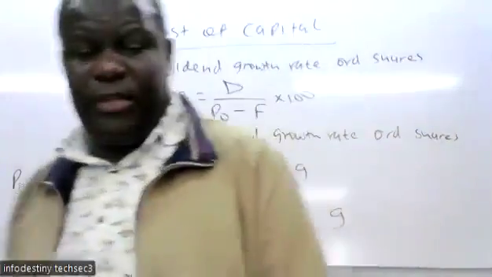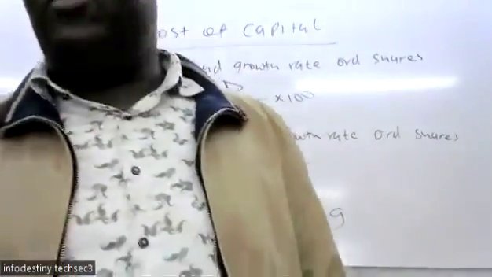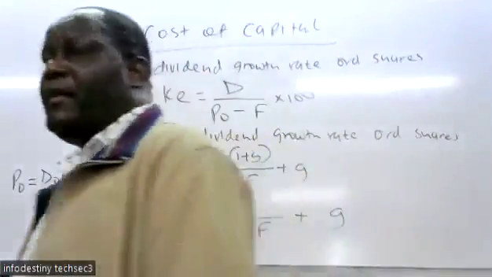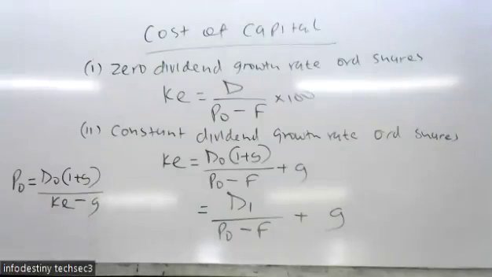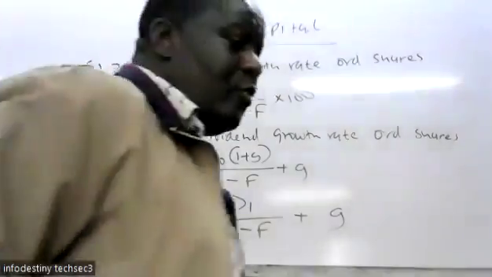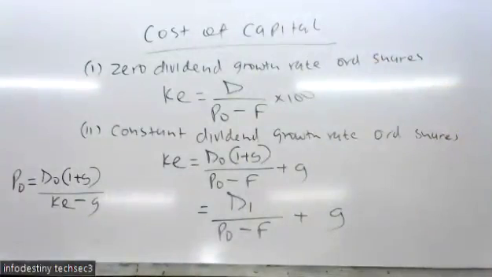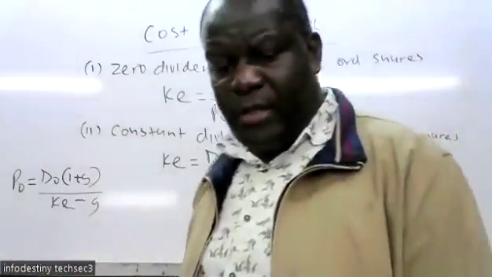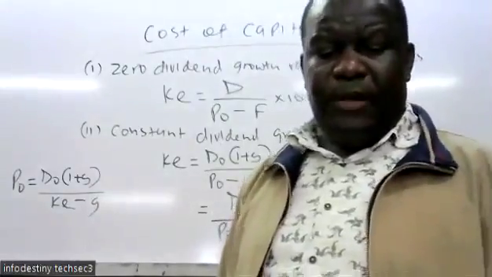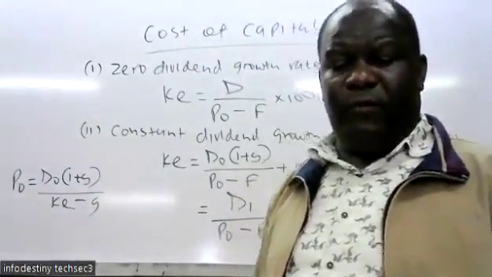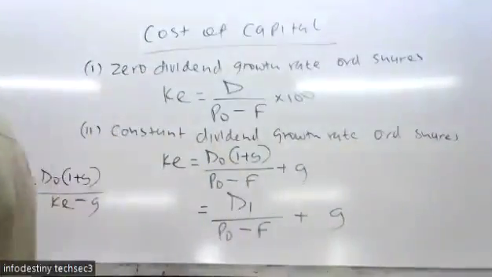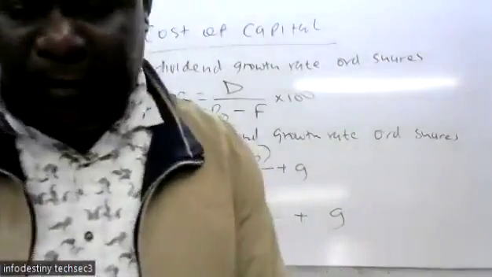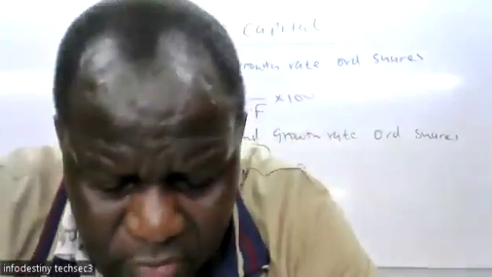We have said that equity is classified into two: ordinary share capital and the retained earnings. Let us now go to the cost of the retained earnings. When it comes to the retained earnings, we first note that these are an internal source of finance.